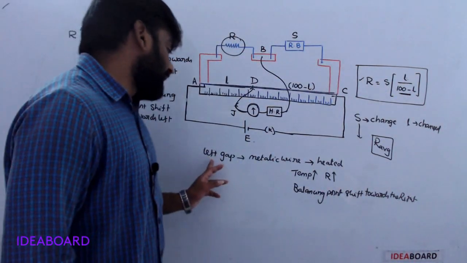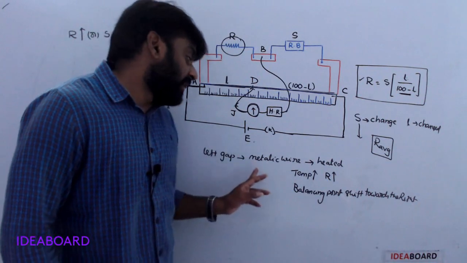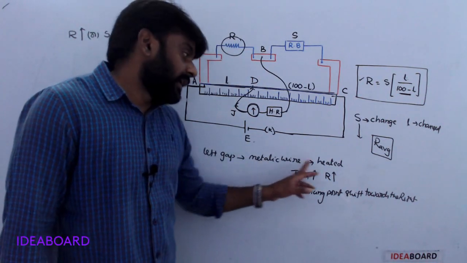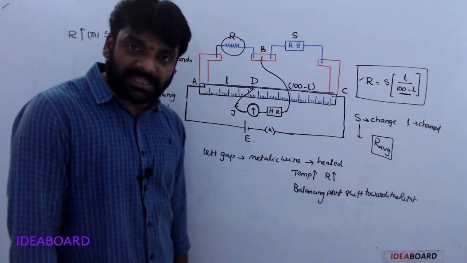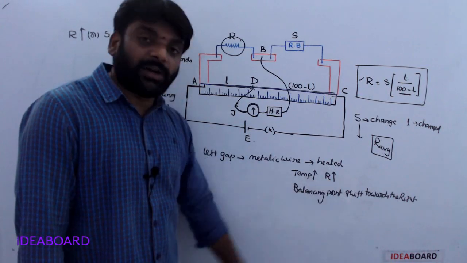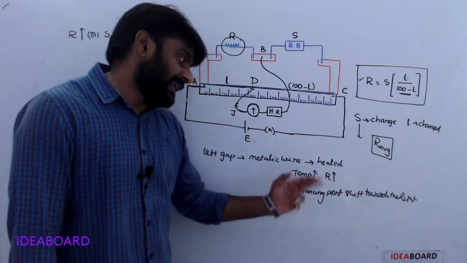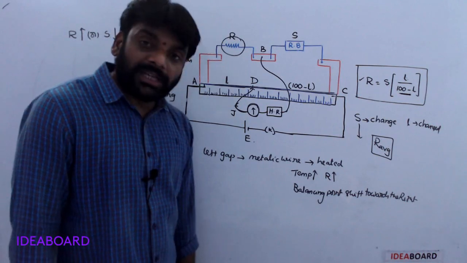Understood? Once again, in the left gap, place the metallic wire. It is heated in the sense temperature is increased. If temperature increases, what about resistance? Increase. The balancing point shifts towards the right.